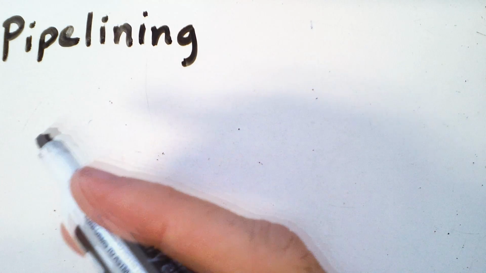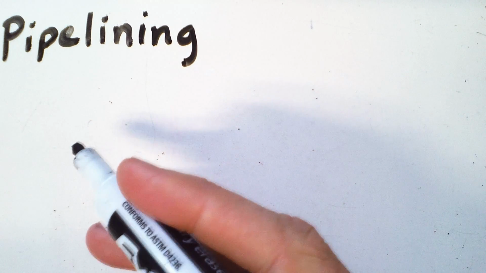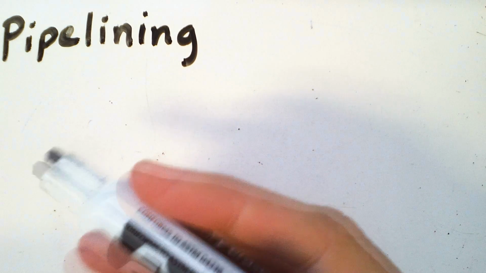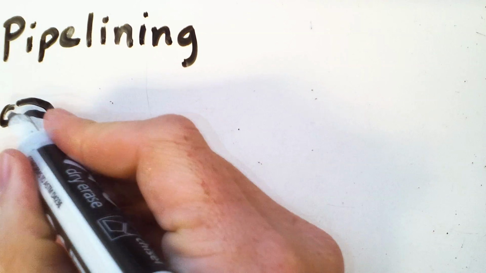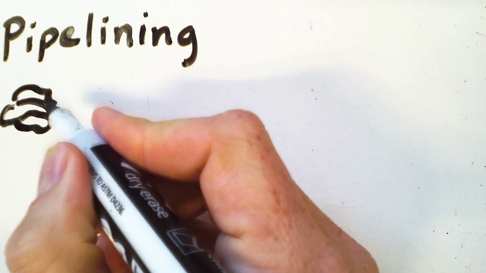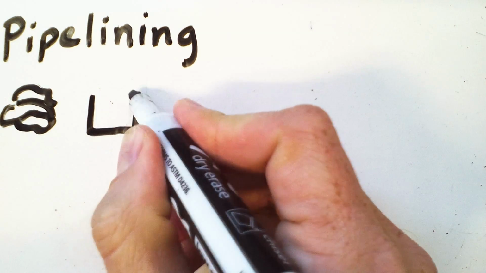Pipelining is a technique to speed up execution by making efficient use of processor hardware. The standard analogy for explaining how pipelining works is doing the laundry. First, you gather up your dirty pile of clothes, and then you put these in the washer.